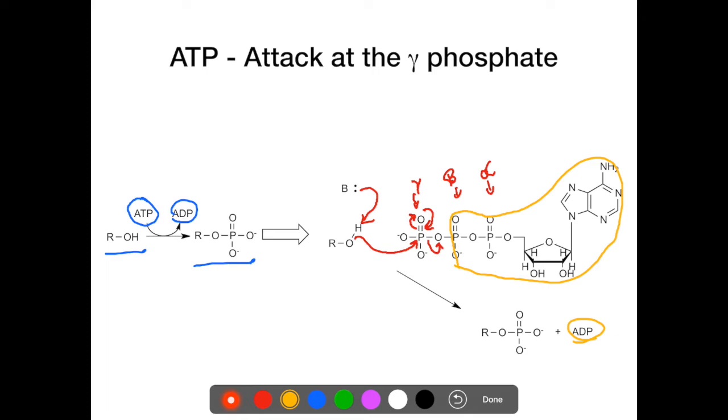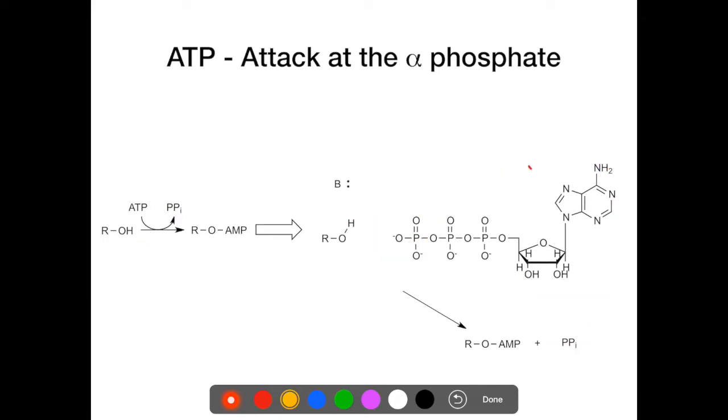So this is an attack at the gamma phosphate of an ATP. Now, there are 3 phosphates total, so you can attack at any one of these. The gamma attack is the most often seen in most mechanisms. Here we have an attack now at what is called the alpha phosphate. And if I take a look at the alpha phosphate, that is the one in this position.